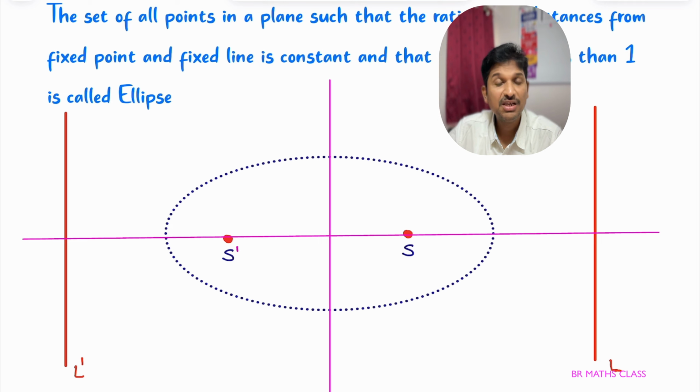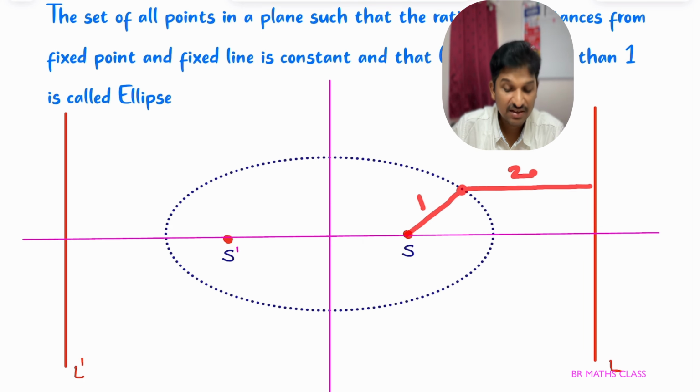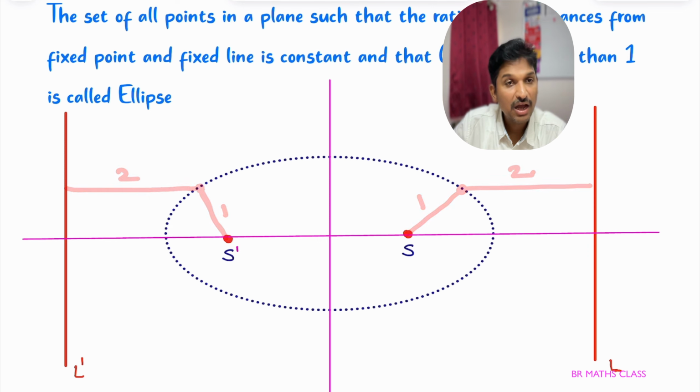Because of this symmetry, we'll get one more focus and one more directrix. You see here, S dash and L dash. For example, you got a point P here. This length is 1 unit. This length is 2 units. As it is symmetrical about the coordinate axes, in the same way we will get one more point. This length is 1 unit. This length is 2 units. I hope you are understanding what I am trying to say.